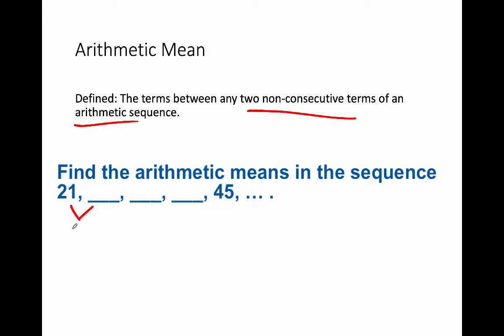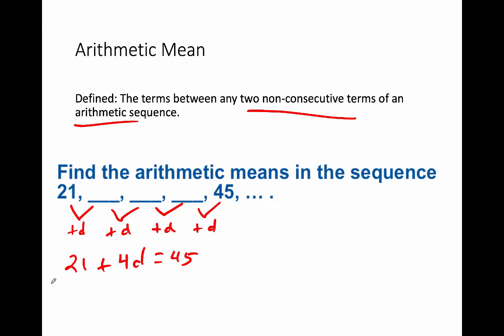So we would go plus d, plus d, plus d, plus d. So it's 21 plus 4 common differences ends up at 45. So this is more of a, hey, let's just figure it out type of thing. And I get 24, and I get d is 6.